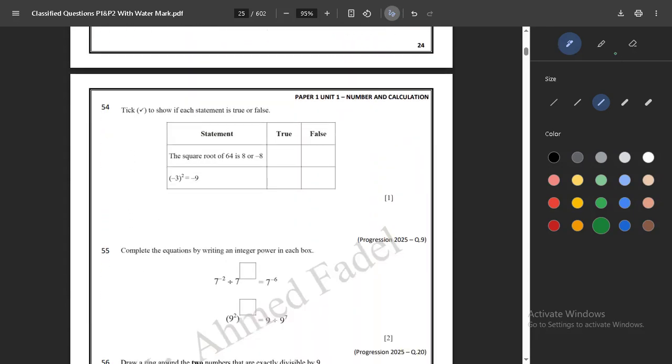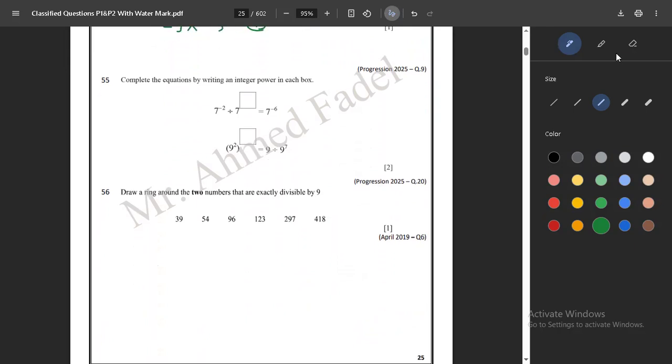Is this statement true? The square root of 64. Square root of 64 is 8. Is 8 or negative 8? Yes, it's positive or negative 8. Why? Because if I say 8 squared, it is 64. Negative 8 squared is also 64. So the square root of any number is definitely positive or negative, that answer. Good. But negative 3 squared, is it equal to negative 9? No way. Negative 3 squared means negative 3 times negative 3, which is positive 9. So it is false.